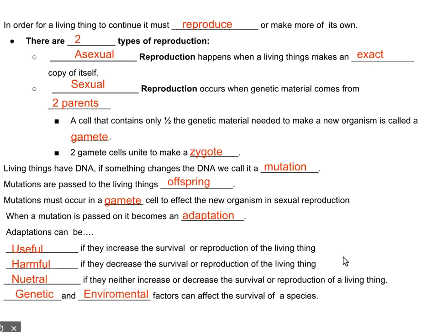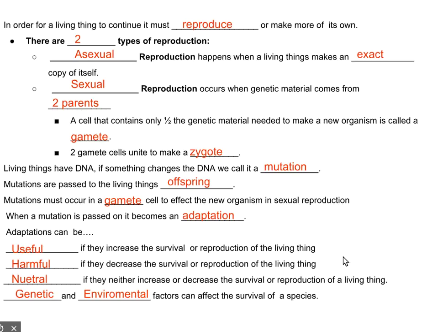So, genetic and environmental factors can affect the survival of a species. So it's not just what we get from our parents. It's also what's going on around us. Body shape is a great example of a genetic thing that we get from our parents, and we're predisposed to have this type of a genetic body shape. Now, our environment, maybe we live in a place where there's all these fast food restaurants and we're always eating out. Well, we might tend to gain weight. That's the environment changing our body shape.